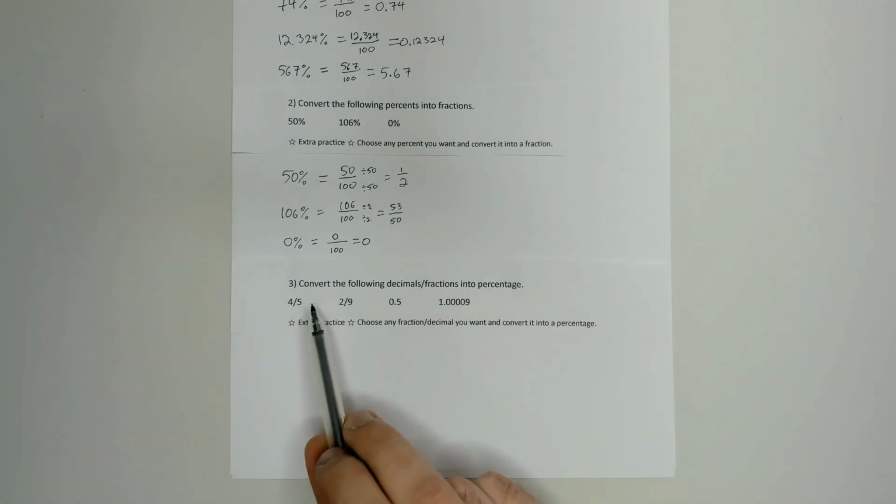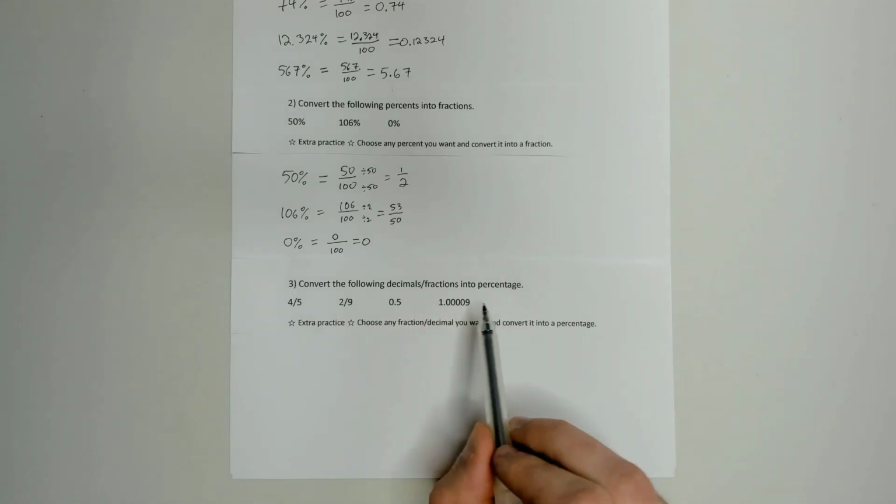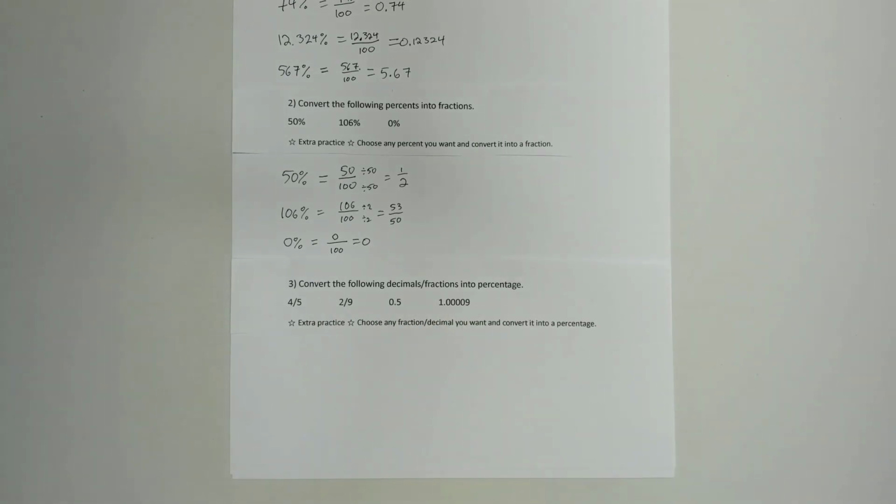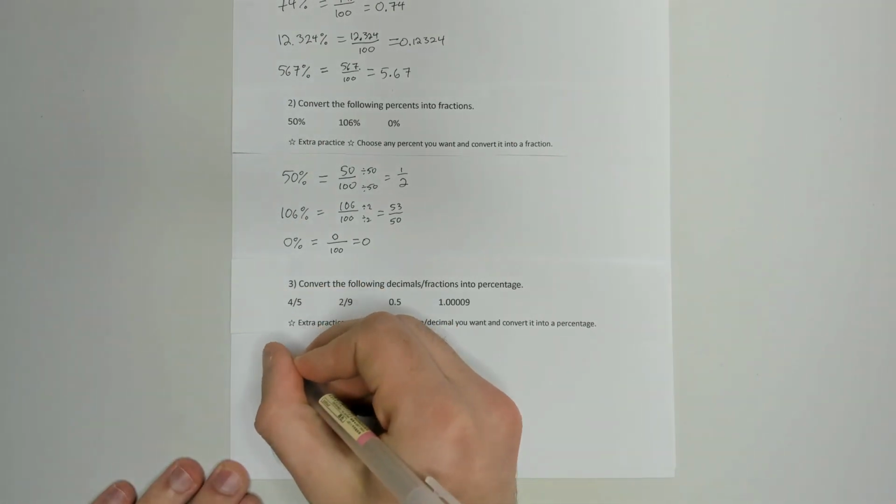All right, question 3 says, convert the following decimals or fractions into percentages. So before we were starting with a percent and then converting it into a decimal or a fraction, but now we're going the other way around, where we start with either a decimal or a fraction and we convert it into a percent. So let's start with 4/5.